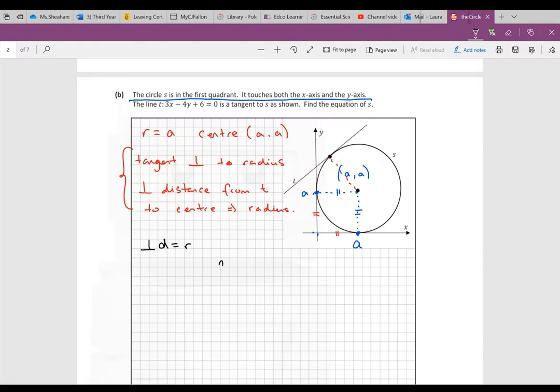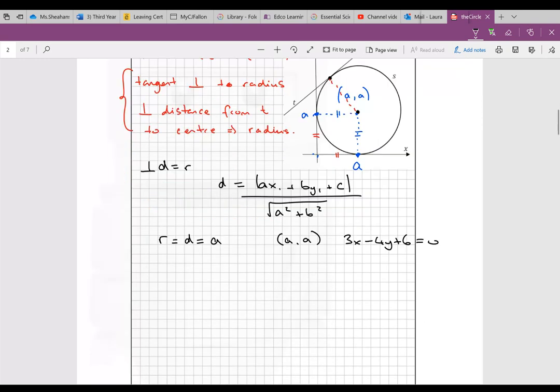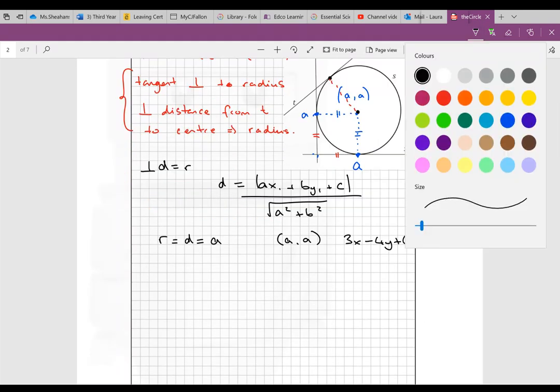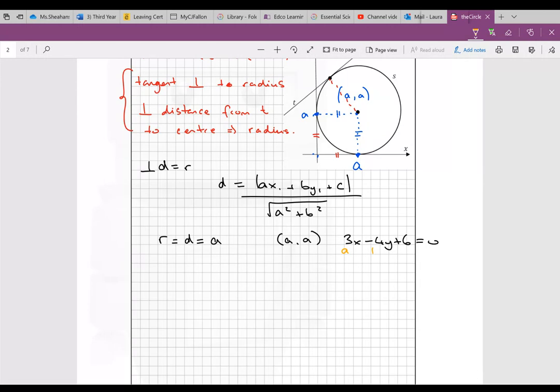I have a formula for perpendicular distance, which is (ax1 plus by1 plus c) over the square root of a squared plus b squared. Now my radius, which is equal to my distance, is A, and my center point is (A, A). The line I'm given is 3x minus 4y plus 6 equals 0. From this, my a is 3, my b is minus 4, my c is 6, and then x1, y1.